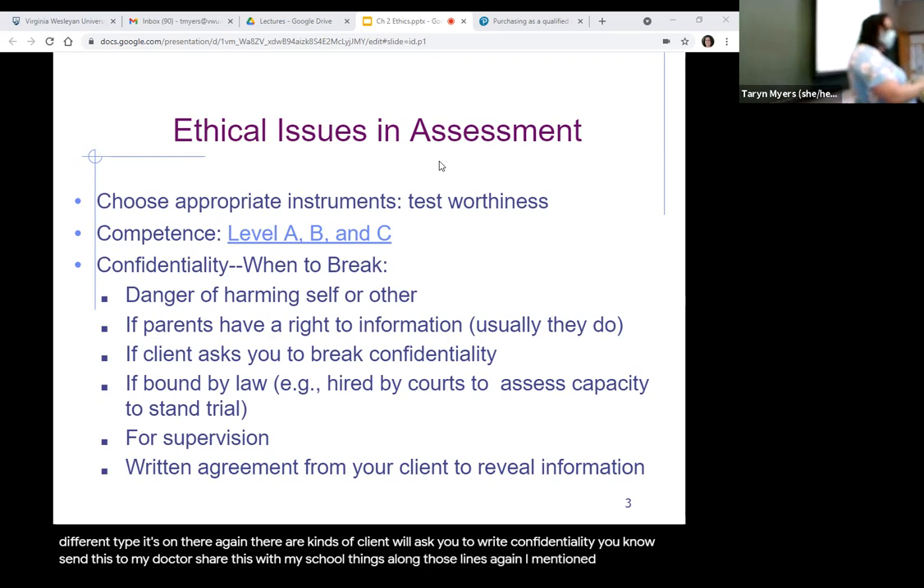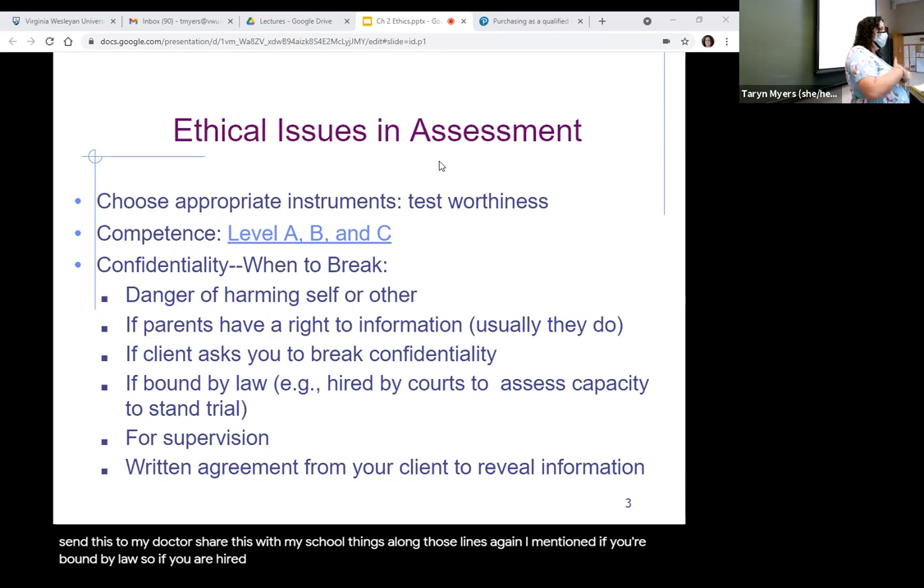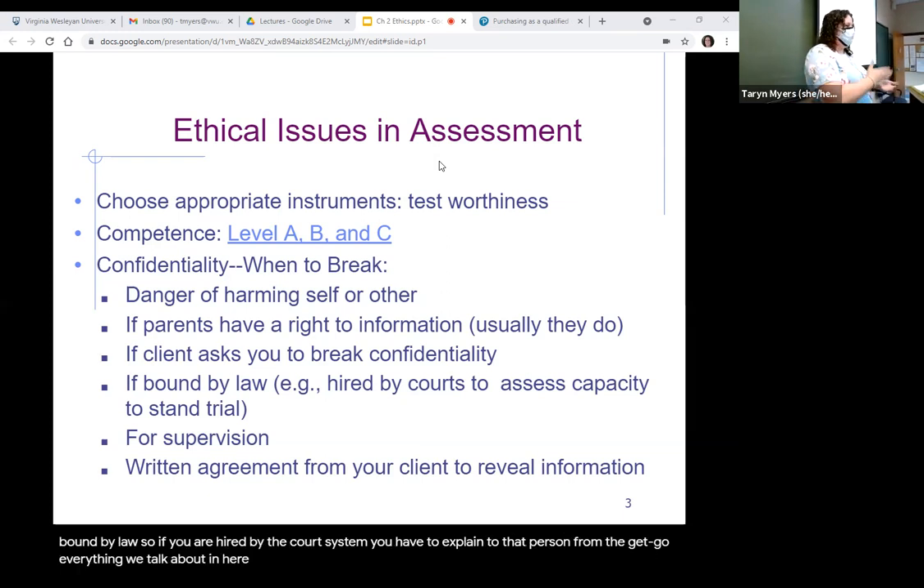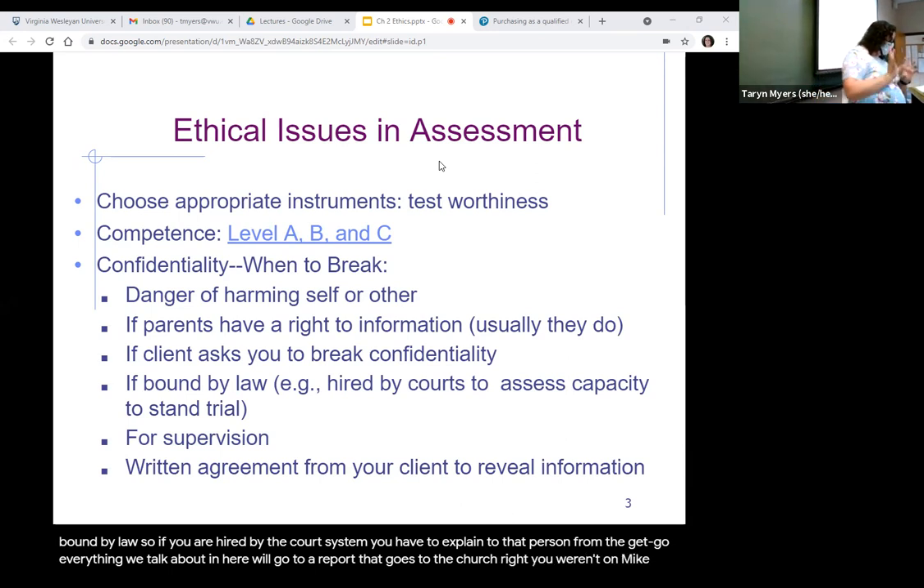Again, I mentioned if you're bound by law, so if you are hired by the court system, you have to explain to that person from the get-go, everything we talk about here will go to a report that goes to the judge, right? You are not my client, they are.